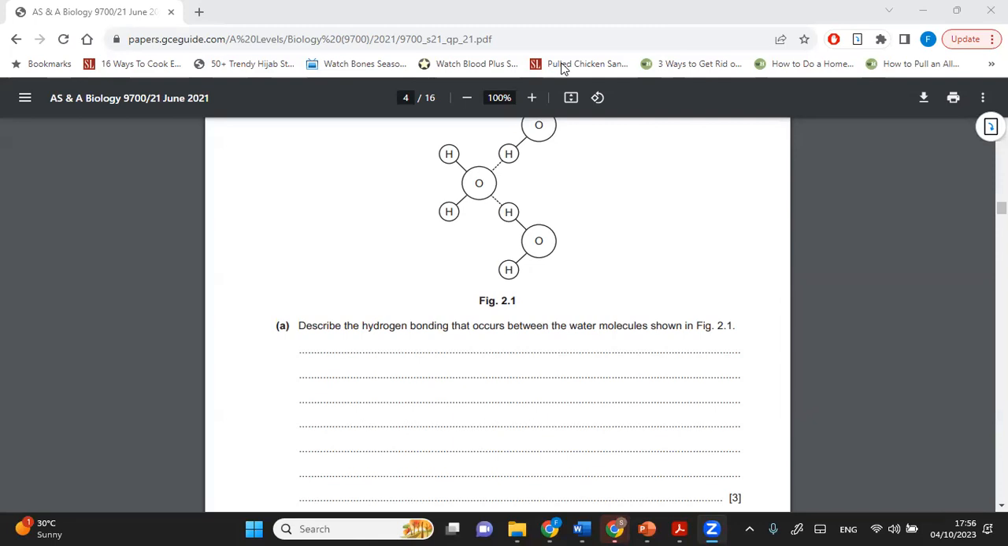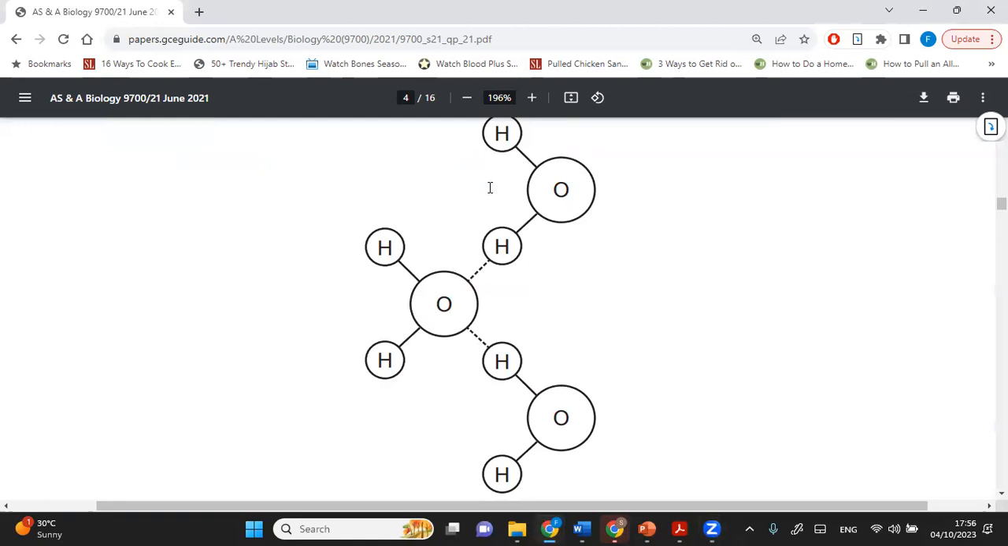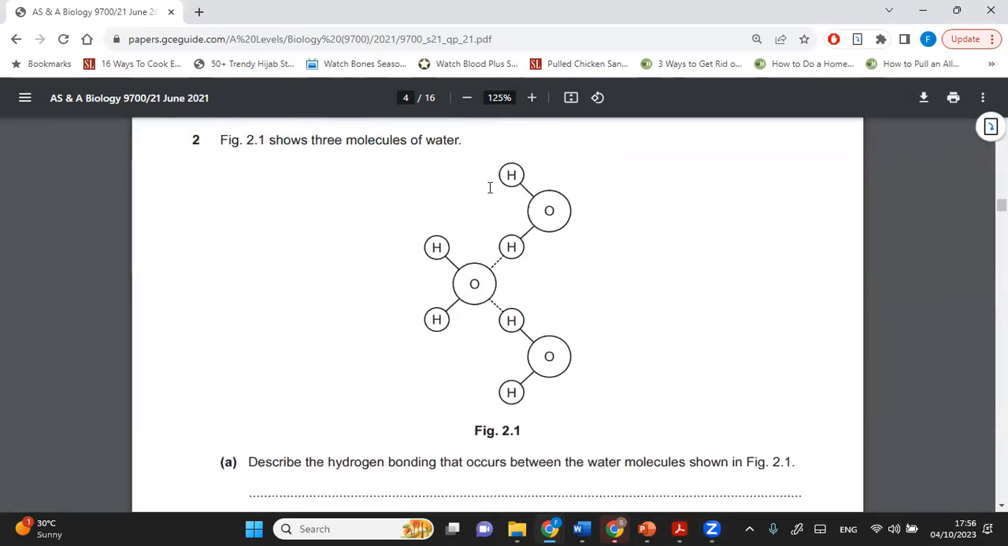So first of all, they're saying describe the hydrogen bonding that occurs between water. So describe always means we try to describe what we can see. So you and I can see that there are weak hydrogen bonds, and you guys know how you can see that their hydrogen bonds are weak because they have shown the hydrogen bonds with a dot, right? The covalent bonds are a thick line, the hydrogen bonds are dotted line. So first thing that the diagram shows us is that the hydrogen bonds are weak.